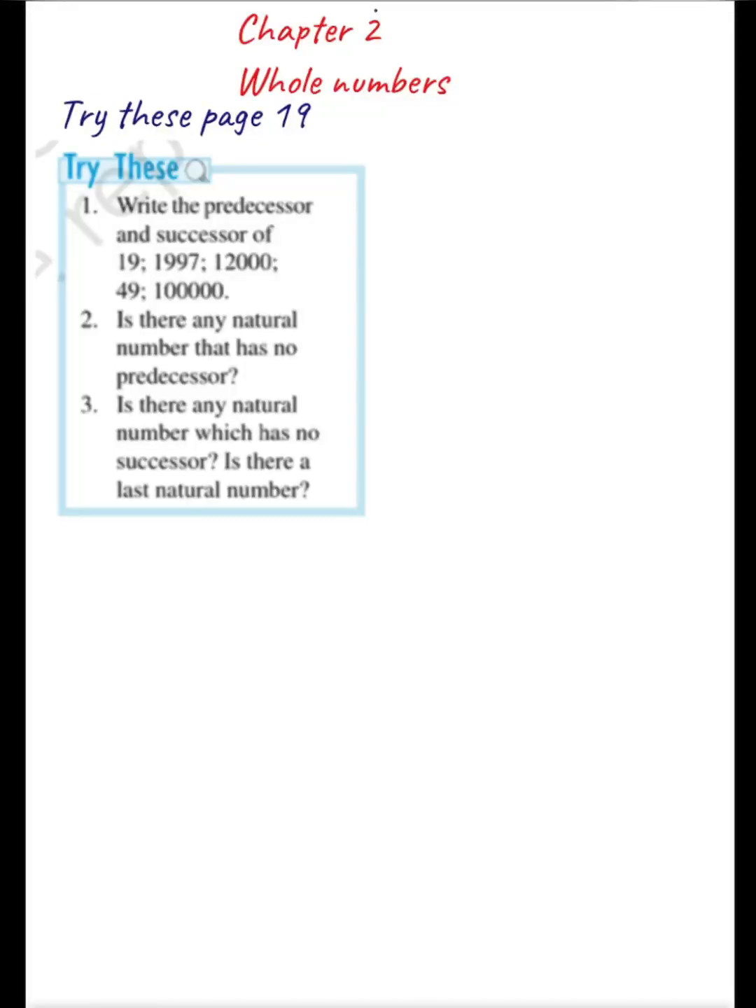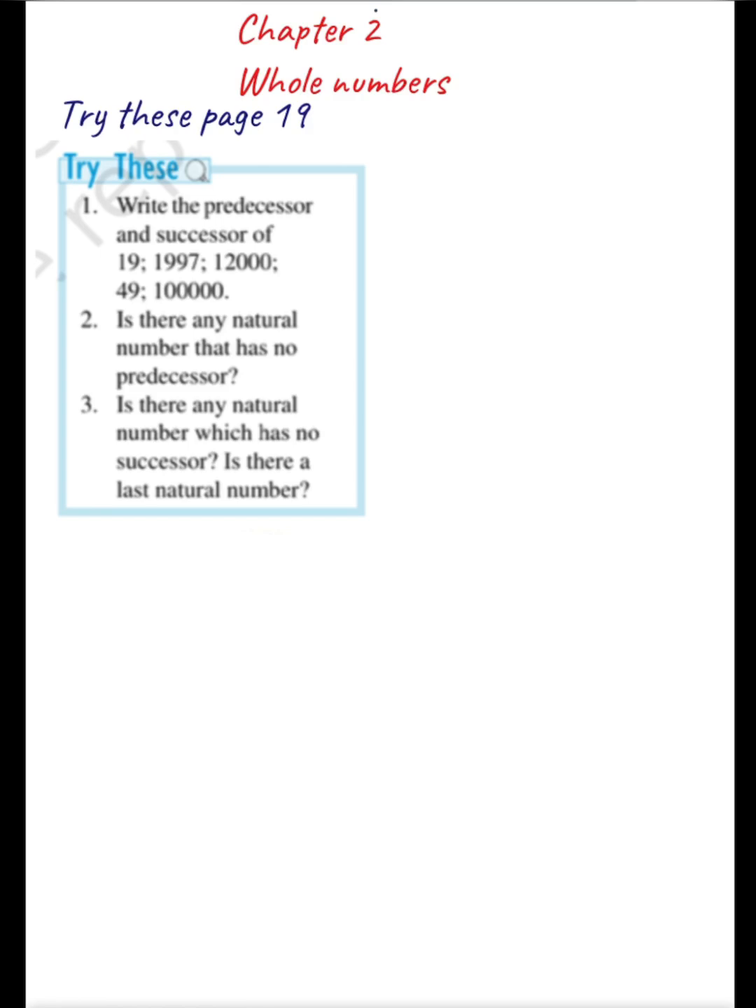Today we will be discussing Try This, page 19 of Chapter 2, Whole Numbers. The first question is: write the predecessor and successor of 19. In order to find the predecessor, what does it mean? The number that comes just before that given number. And successor means the number that comes just after the given number.